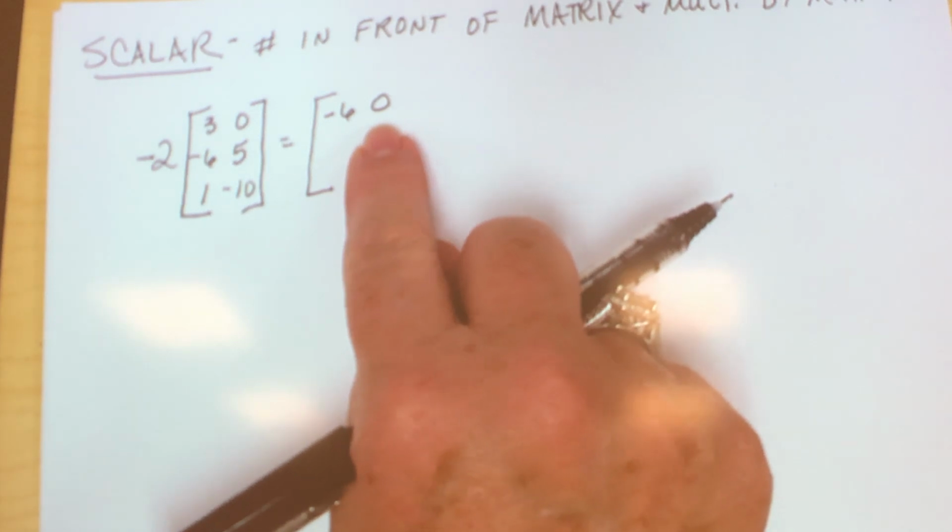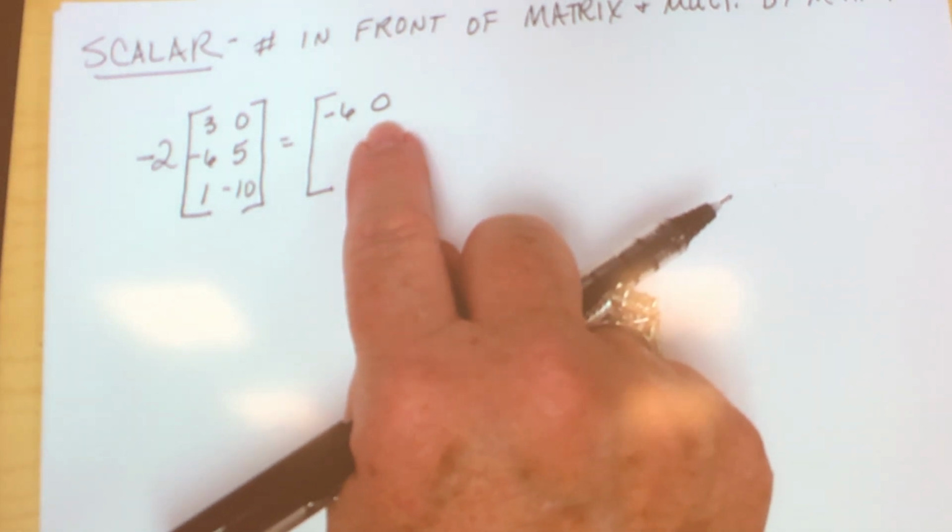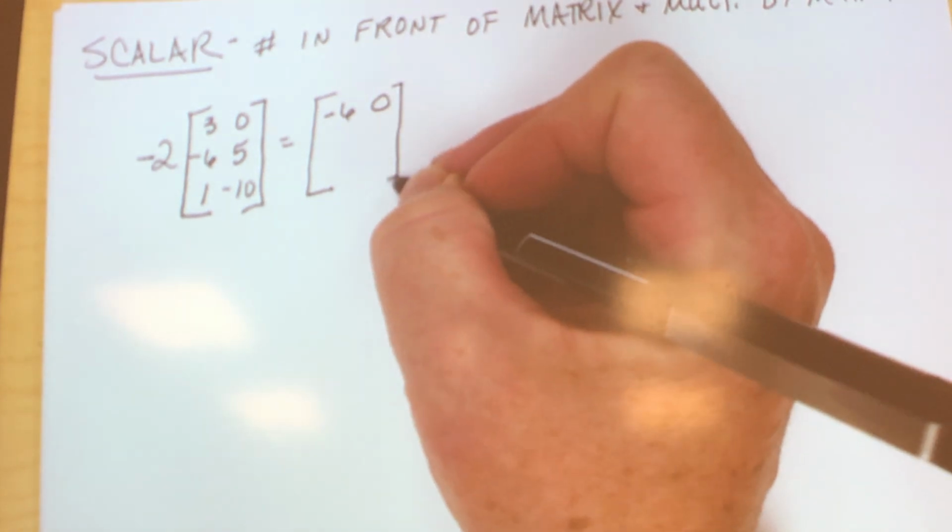There's going to be a common mistake right there. People are going to write -2. No? All right, you do the rest of it.